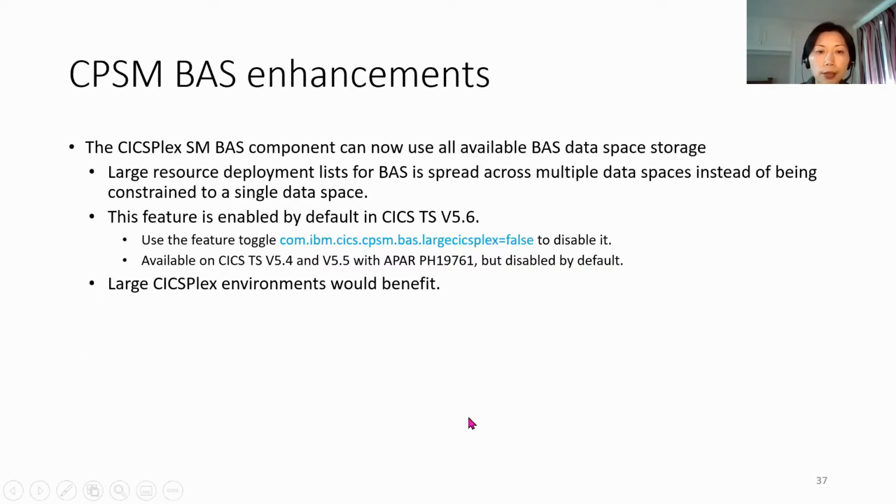The CPSM BAS, we also enhanced it. It can now use all the available data space storage. If you have a very large CICS environment, it can deploy with a large resource. You can deploy it spread across multiple data spaces instead of being constrained into a single data space. For this one, we've enabled it through a feature toggle by default, but you can disable it through a feature toggle called com.ibm.cics.cpsm.bas.largecics=false.